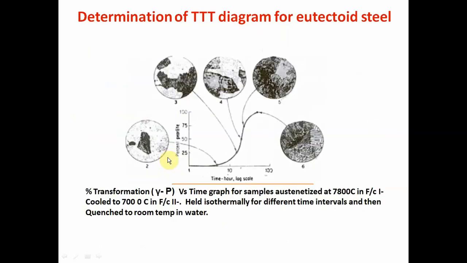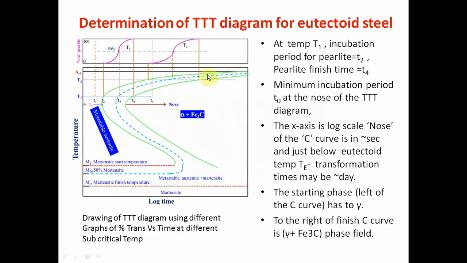As shown in this first figure, this time period is called the incubation period. At this point pearlite transformation starts, and at this point pearlite transformation ends. So this figure indicates a TTT diagram, and this first C-shaped curve is called the pearlite transformation start curve, and this second green colored curve indicates the pearlite transformation end curve.